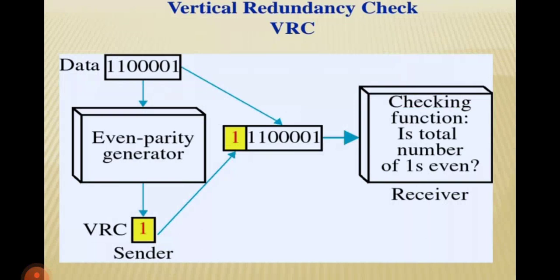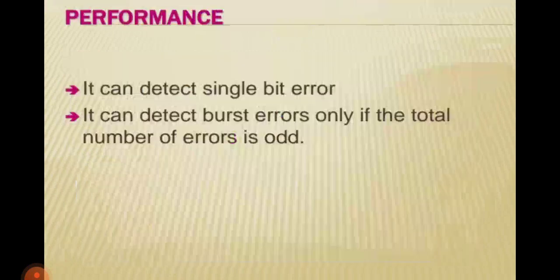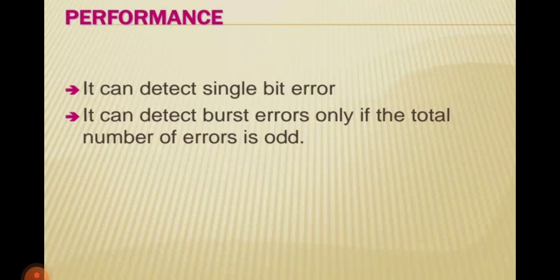VRC, which means vertical redundancy check. The copy of the data is sent to the even parity generator. The output of the even parity generator is called VRC. The VRC is added before the original data, then the data is transferred. The receiver checks the received data by using the check function. It can detect single bit and burst errors only if the total number of bits is odd.